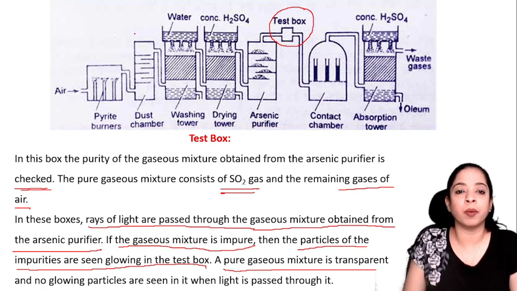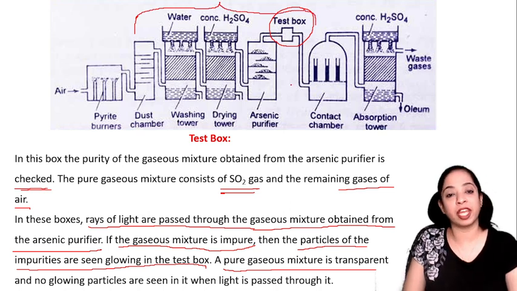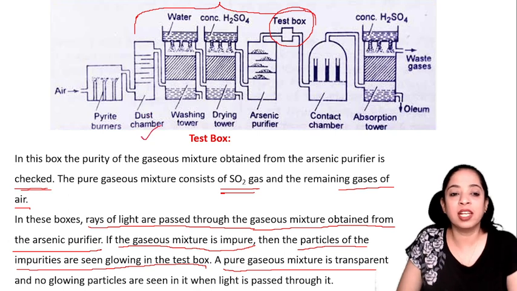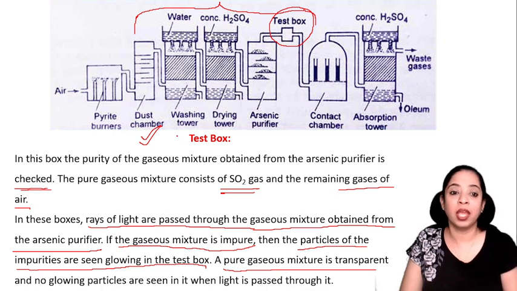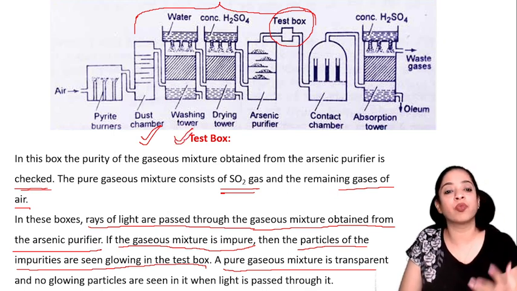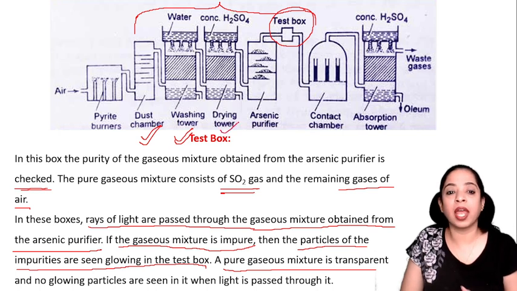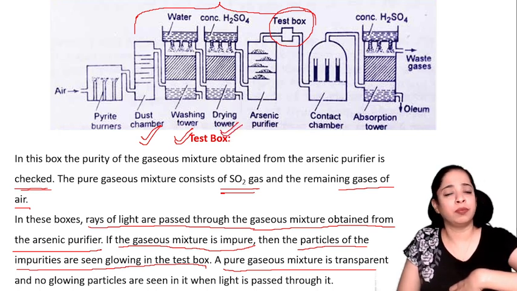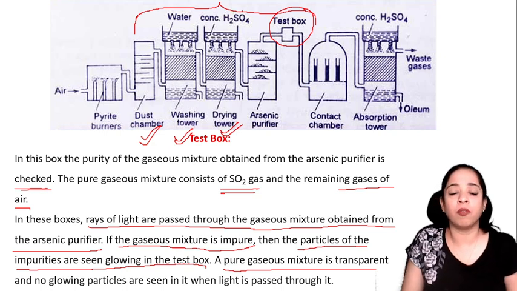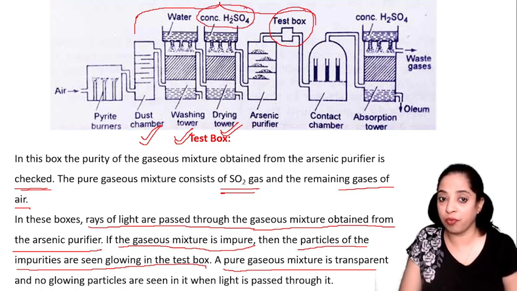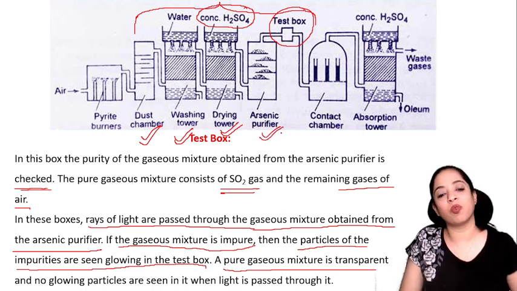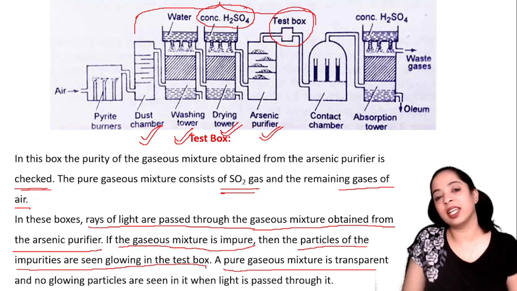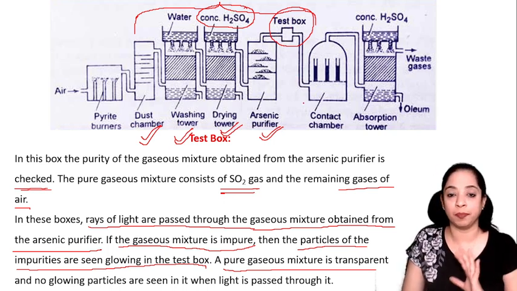So this full part from here to here was known as the purification unit, right? Because in the dust chamber, the impurities were cleaned with blowing steam. In the washing tower, the further impurities were washed away with water. In the drying tower, the water vapor was absorbed because of concentrated H2SO4. In the next arsenic purifier, what happened? The impurity arsenic was removed, right? And in the test box, it is now tested for purity, correct?